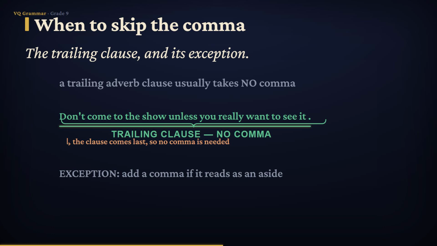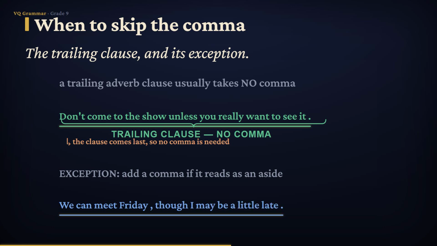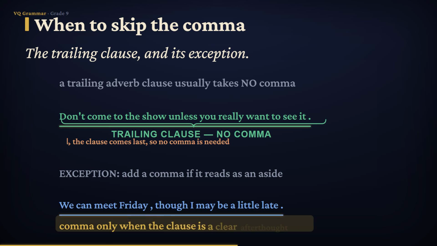If the trailing clause feels like a parenthetical aside, an afterthought tacked on, you may add a comma to signal that pause. We can meet Friday, though I may be a little late. That though clause is more of an aside, so the comma is welcome. Save the comma for those clear afterthoughts. Otherwise, let the trailing clause run on without one.